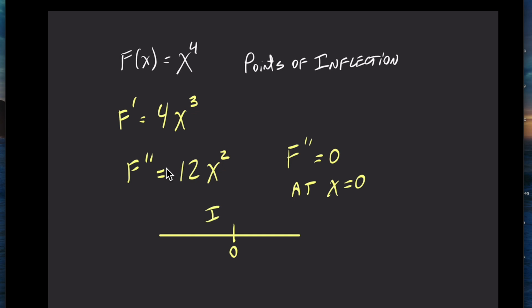We're going to have two zones. Folks, look at this. That positive 12 is always a positive. That x squared is always a positive, meaning there's no x that you can put into the second derivative and get a negative value. That means this function is concave up to the left of 0, and it is also concave up to the right of 0, meaning this is not an inflection point.